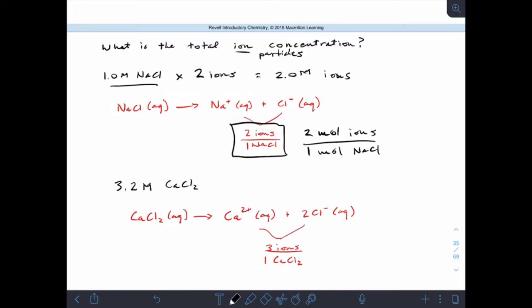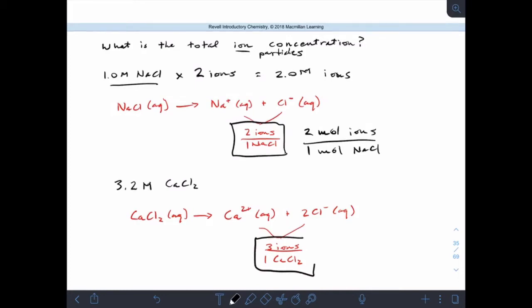Okay, so your task is to determine how many ions there are per molecule. So let's look at our next example, 3.2 molar calcium chloride. Calcium chloride comes apart into 1 calcium ion and 2 chlorine ions. So I get a total of 3 ions per molecule. So in order to find the ion concentration for 3.2 molar calcium chloride, I multiply times the number of ions. It's not 2, it's 3. That means I have 9.6 molar ions.